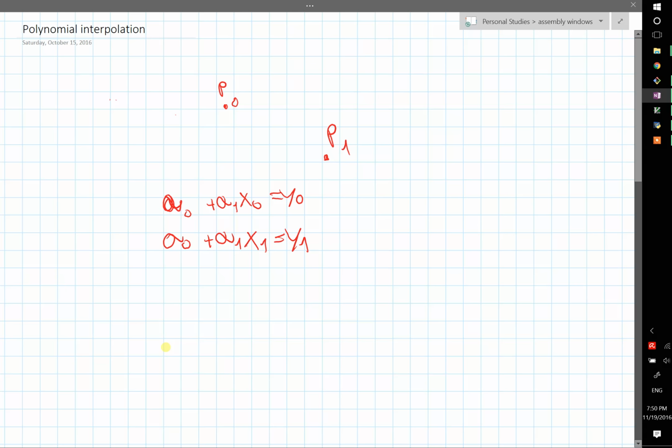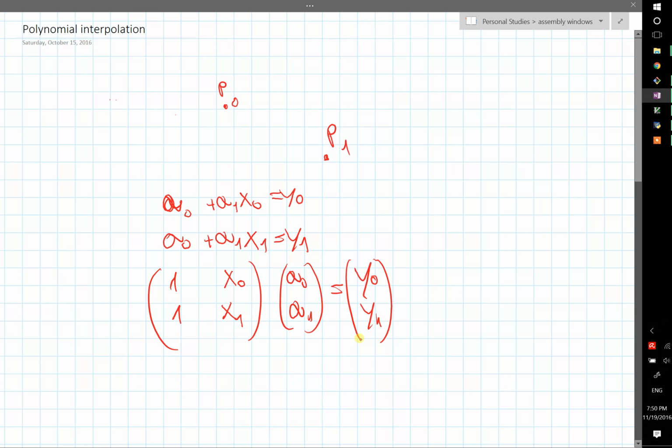And if you convert that into a matrix, what you get is 1, 1, then x0, x1, times a0, a1, equal to y0, y1. Right, so this is equivalent. If you multiply this out as we did before, you get the system. You solve that and you get the vector a0, a1, and you get your line passing through the points.